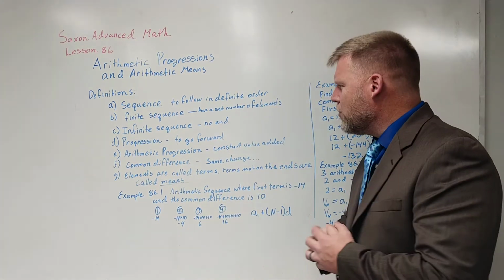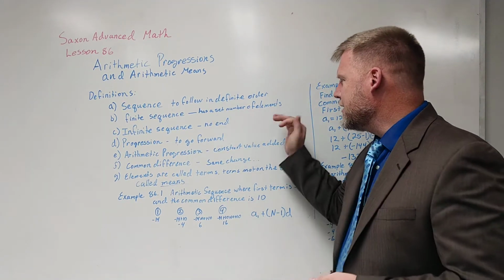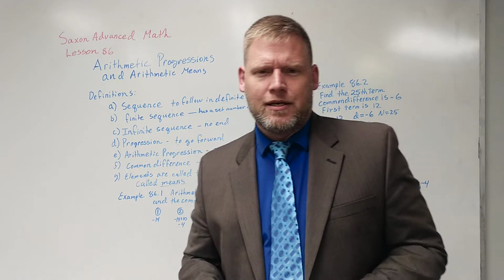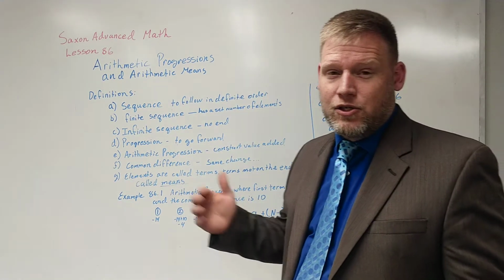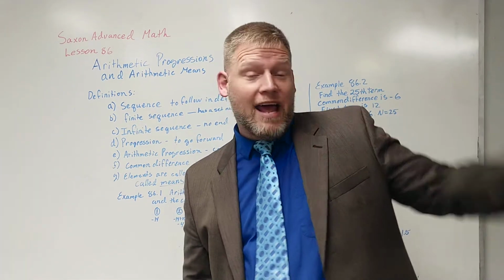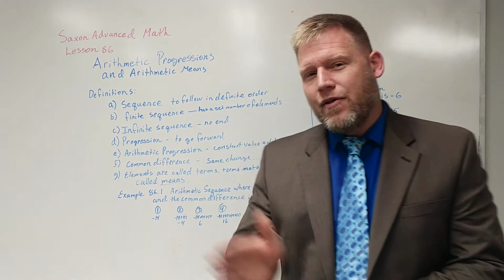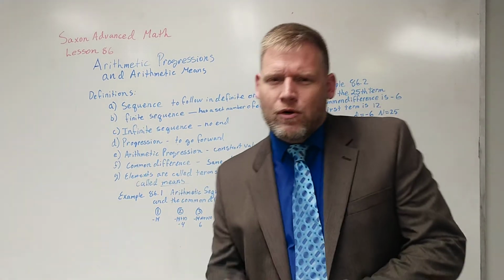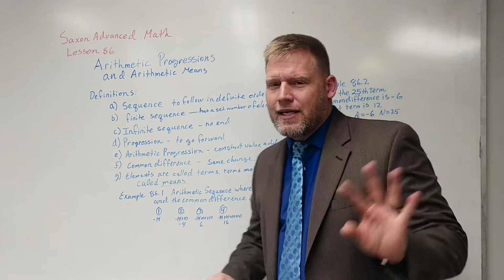Now, there are two types of sequences we're going to talk about. A finite sequence has a set number of elements. If I said I'm only dealing with even numbers between 1 and 9, there's a sequence. Every other is an even number, 2, 4, 6, 8, and that's it. It's finite. It's done. Infinite means it has no end.